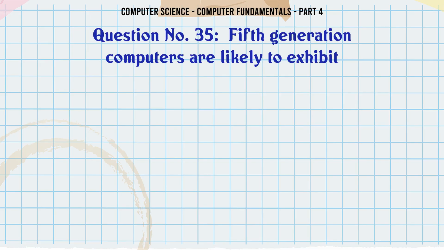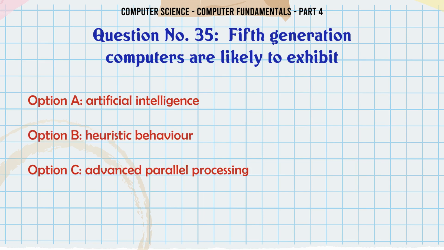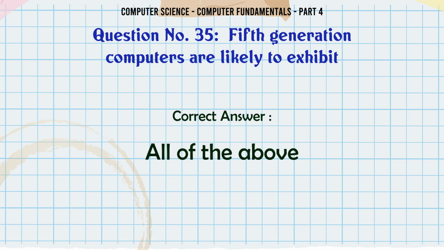Fifth generation computers are likely to exhibit A. Artificial intelligence, B. Heuristic behavior, C. Advanced parallel processing, D. All of the above. The correct answer is all of the above.